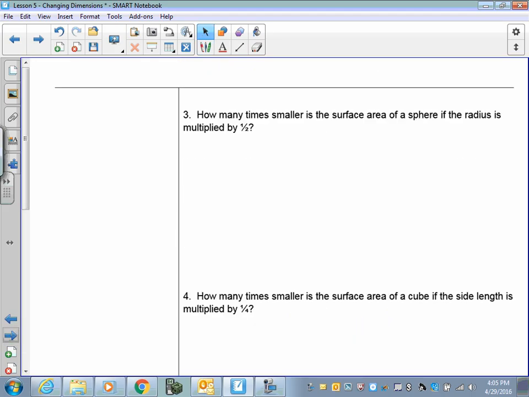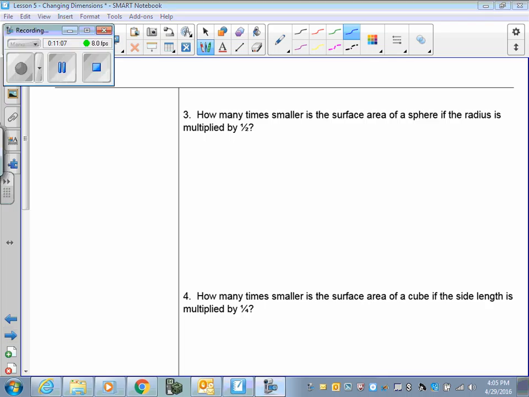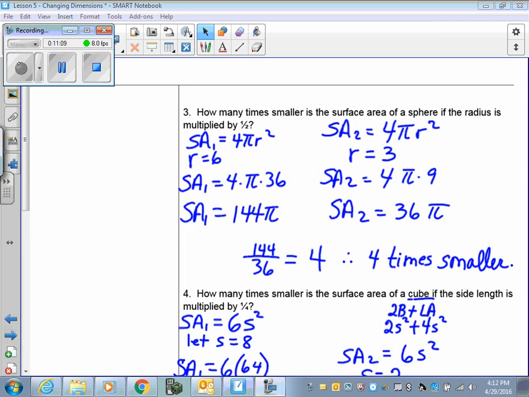3 more problems here. Again, please pause the video now, work these, and then come back and check them. All right, so here are the solutions for you.